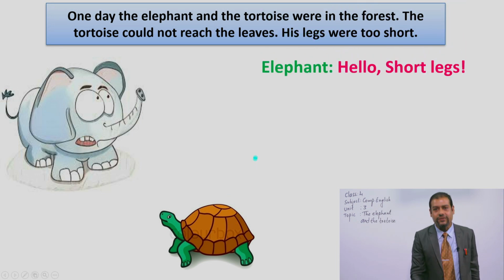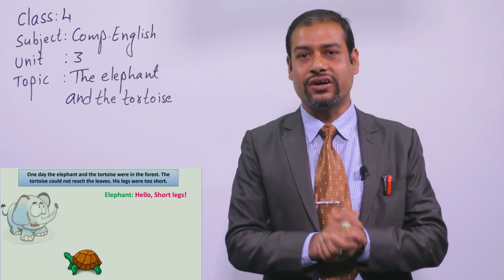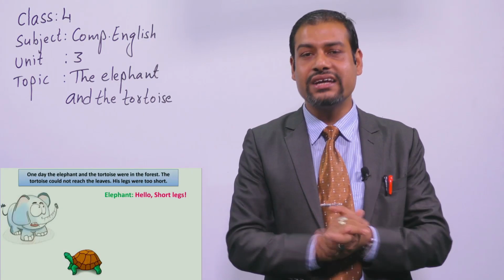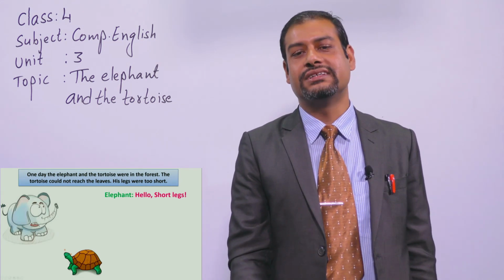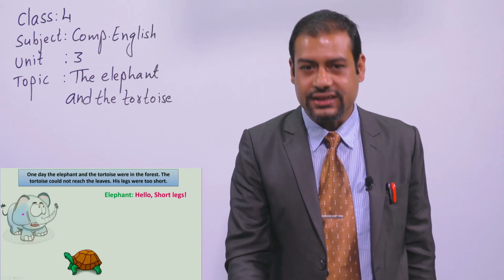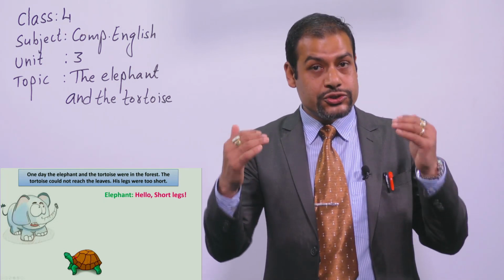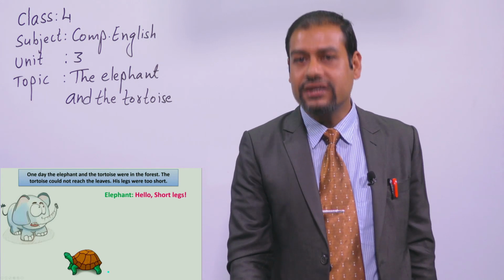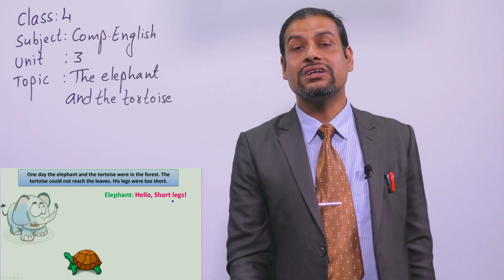See, elephant said to this tortoise, hello, short legs. Dear students, sometimes you may call your friends with a nickname, okay? You don't use the real names. Is that good? Here also, the elephant did not use the tortoise's name. The elephant said short legs. Of course, it is true. The tortoise had short legs, and at the same time the elephant called the tortoise short legs.